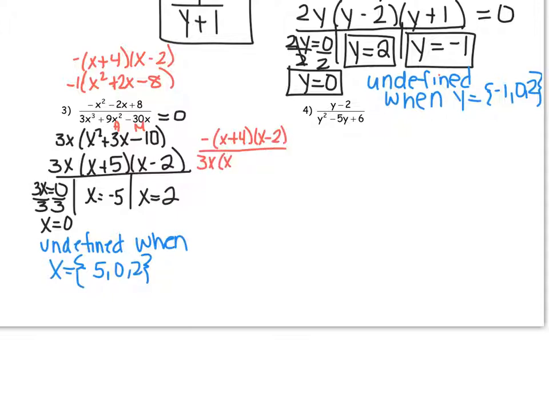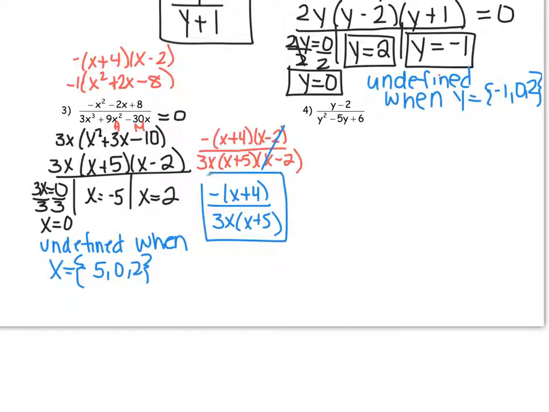3x, x plus 5, and x minus 2. So it looks as though the only things I can cross off are the x minus 2's. So my final answer is nothing other than negative x plus 4 over 3x, x plus 5. Now, you could totally leave it like this. You don't have to distribute anything. And that's it. That's my simplified answer.